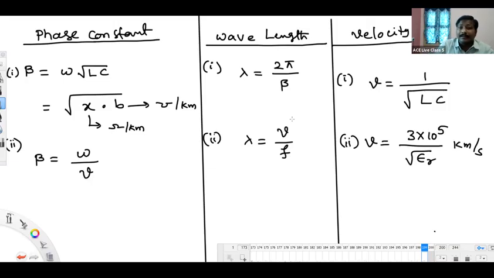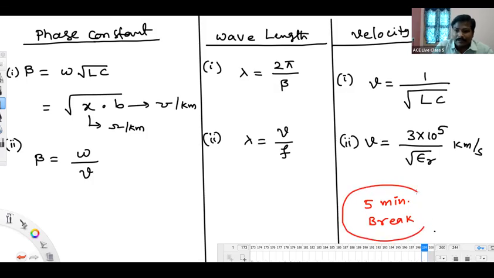Okay, please be clear. You should use only the first preference all the time. If it is not possible, then only we should move to the second preference. So have a break for 5 minutes. After the break, I will be continuing with the lossless long line ABCD parameters further. 5 minutes.